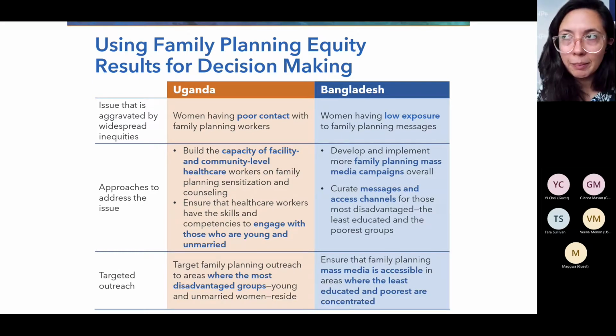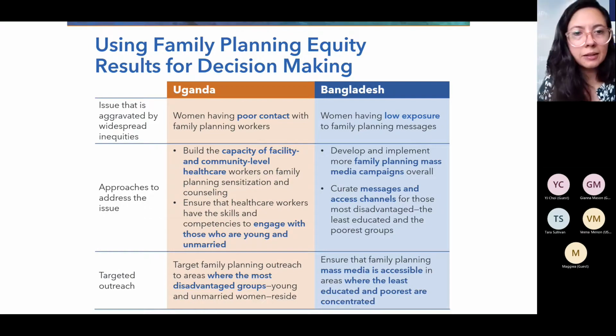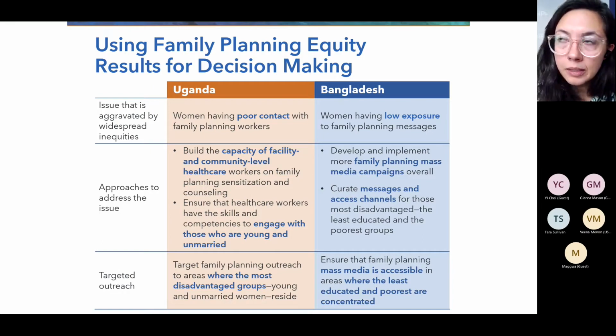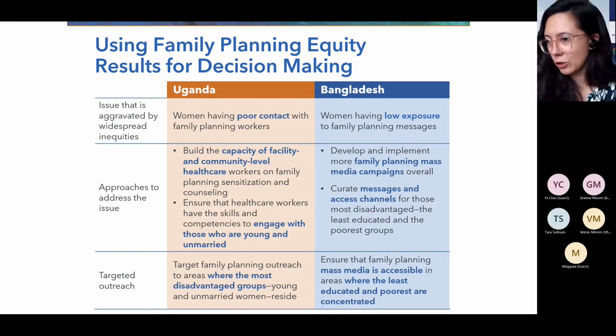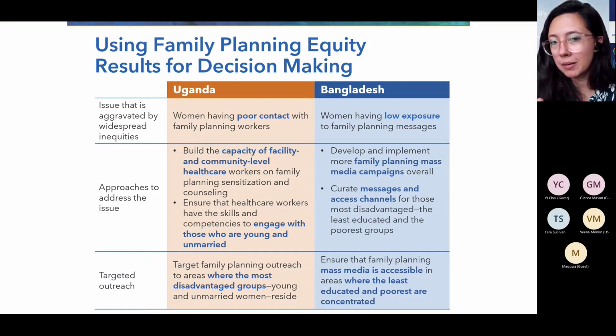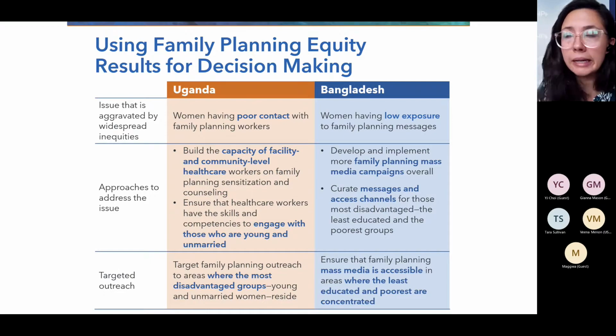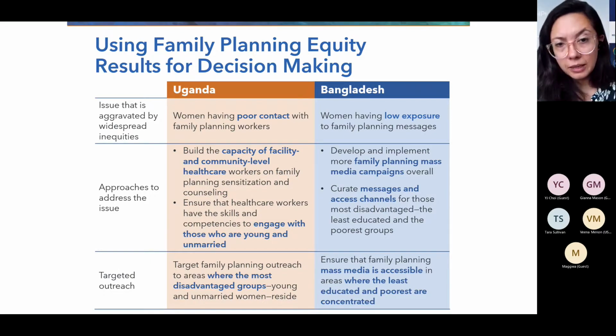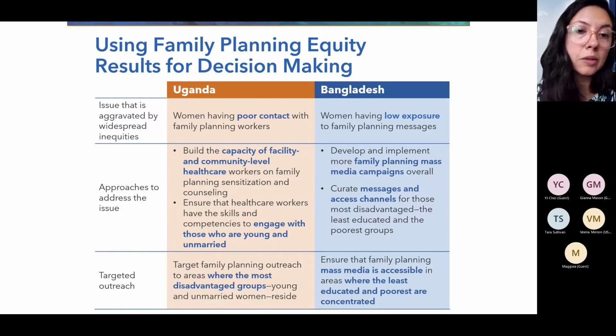If we were to think about addressing these inequities based on what you just saw from the analysis, there are a few options. In the case of Uganda, one may be, and this could require additional contextual understanding of each country, of course, building the capacity of facility and community healthcare workers on family planning sensitization and counseling. Perhaps it's a matter of capacity, not having the right skill set. Again, this could be better curated if you truly understand the context. You talk to the Ministry of Health and others.